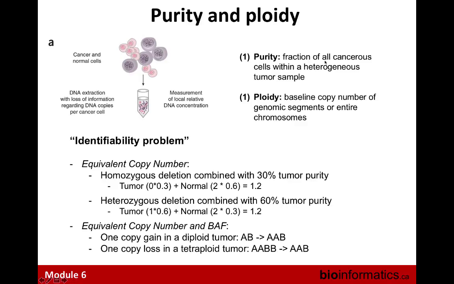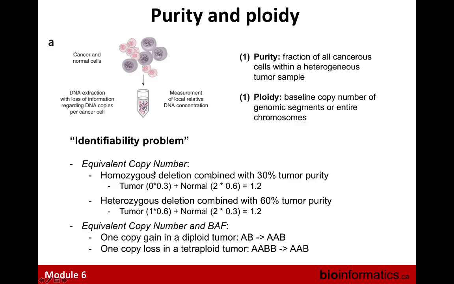Second, the actual DNA content of cells, the ploidy, is unknown. So you don't know if you have a diploid tumor or a tetraploid tumor and so on. And then third, the cancer cell population could be heterogeneous because of this clonal evolution process where you gain and lose things as a function of time, and only some cells will have specific events. When these values are unknown and have to be predicted, there's often more than one combination of purity and ploidy that can explain an observed copy number state. This is called the identifiability problem.